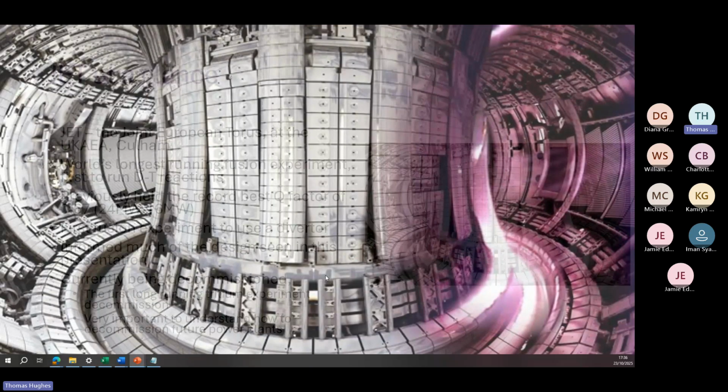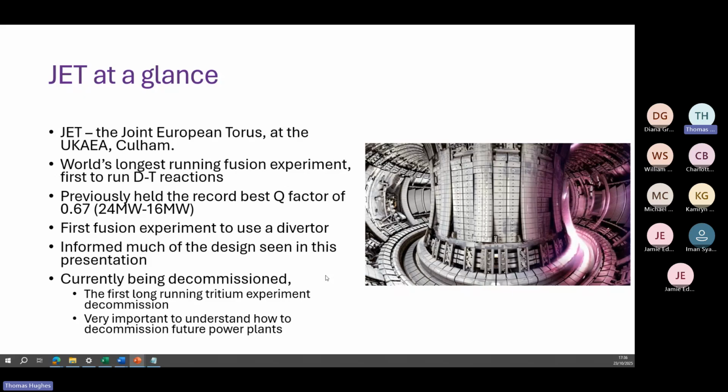Okie dokie. So for your tour, you're going to go to JET, in Culham, which will be nice. It's the Joint European Torus. It was the world's longest running fusion experiment and the first in the world to run DT reactions, using a deuterium-tritium plasma. It previously held the record for the best Q factor, which was 0.67. So not positive, but it's pretty good. It was the first one to actually use a divertor. That's a major step because pretty much every reactor now has a divertor. There are some that operate without, but not many.